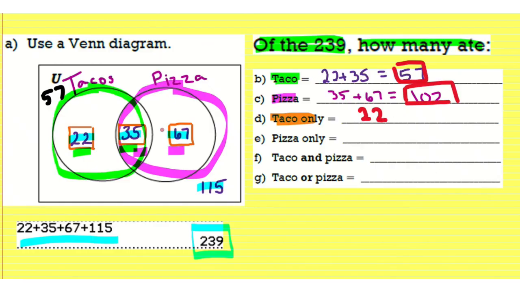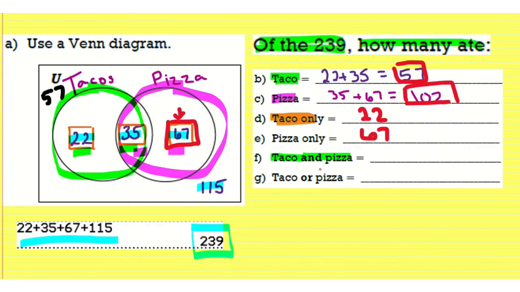The pizza only, again, is going to be this number, the 67. We had a total of 102 people that had pizza, but 35 of those 102 people had tacos also. So the people who only had pizza is the 67. Okay. And now we want to find out who had tacos and pizza. Okay, so that was the middle number.